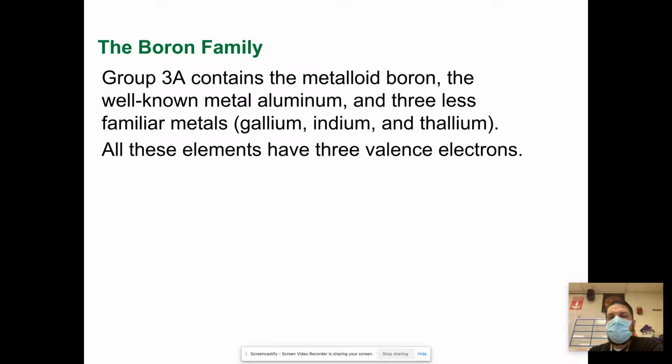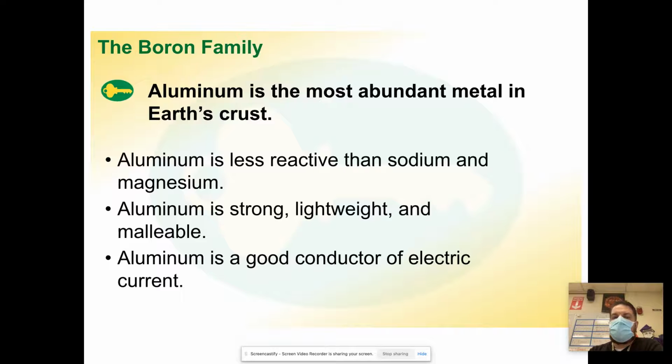Group 3A is the metalloid, starting to move over towards the other side of the periodic table, and boron is the first one in the group. And it's three less familiar metals: gallium, indium, and thallium. All these have 3 valence electrons. That's why they're in group 3. Aluminum is the most abundant metal in Earth's crust.